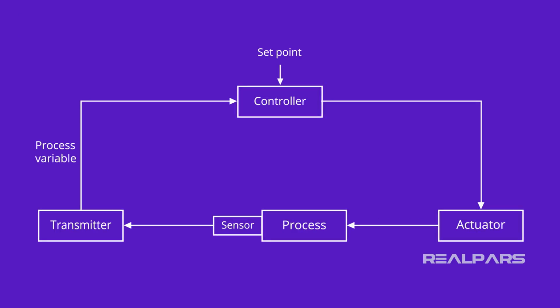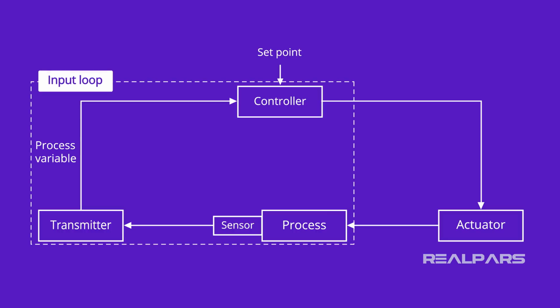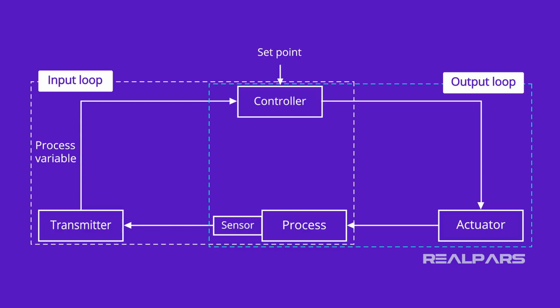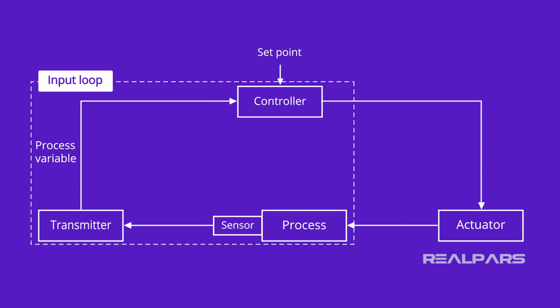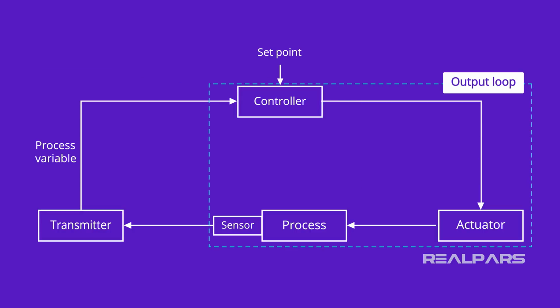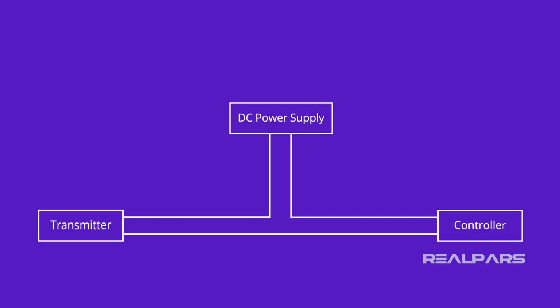Let's review what we've discussed. Every industrial control feedback system has an input control loop and an output control loop. The analog input loop consists of the transmitter and the controller. The analog output loop consists of the controller and the final actuator. Most analog input control loops are connected in a two-wire configuration. Regardless of the industry or the company, the transmitter, controller, and the power supply are common to all analog I/O loop drawings.